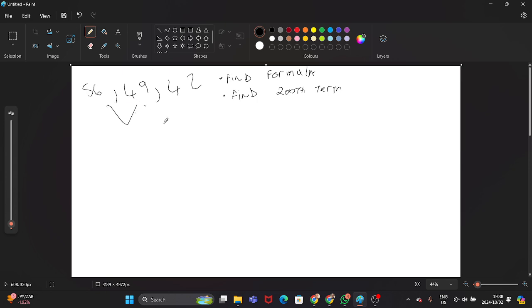And what we can do is we can try to find a constant difference, right? So here we can see that this is term 1, term 2, and term 3, right? So we can minus the second term from the first term just to check if there's a constant difference, right? So t2 minus t1, and then t3 minus t2, right? And we can see that we have 49 minus 56, and then we also have 42 minus 49.